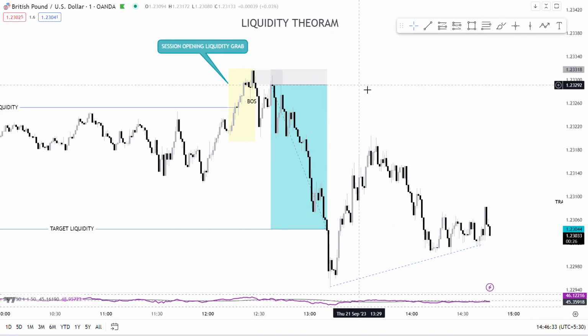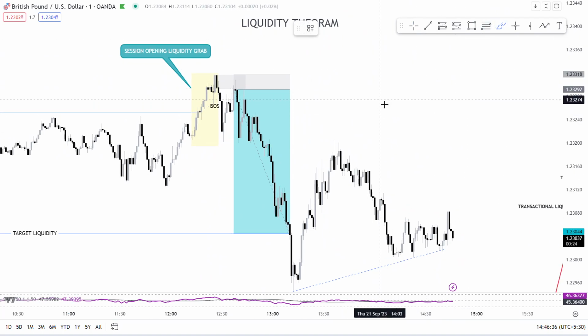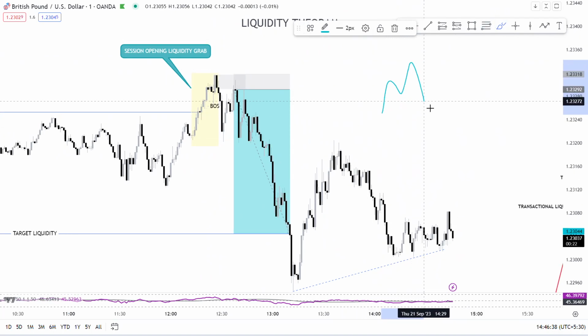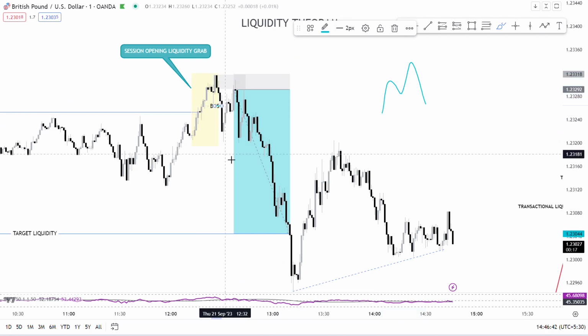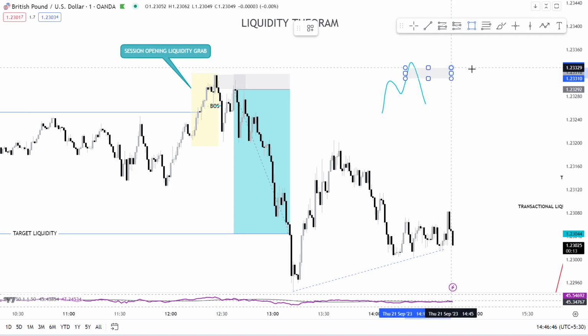So I wait for the liquidity grab. After the liquidity grab, then I wait for the break of the structure. This is where the break of the structure happened. So after the break of the structure, I will mark the order block.